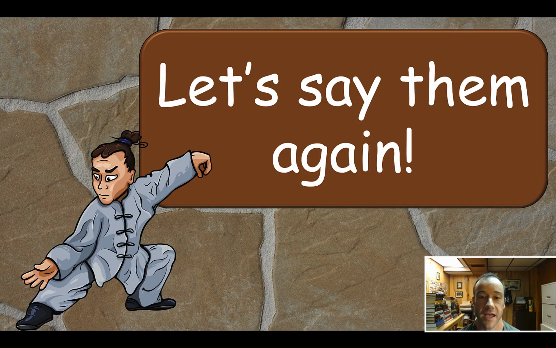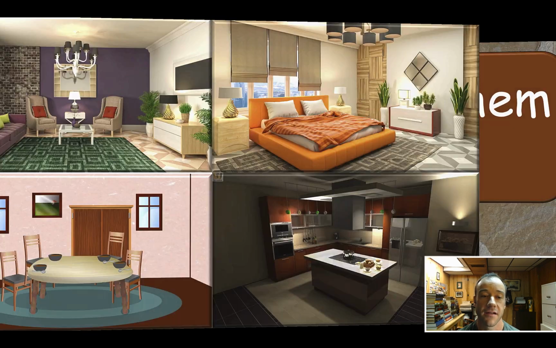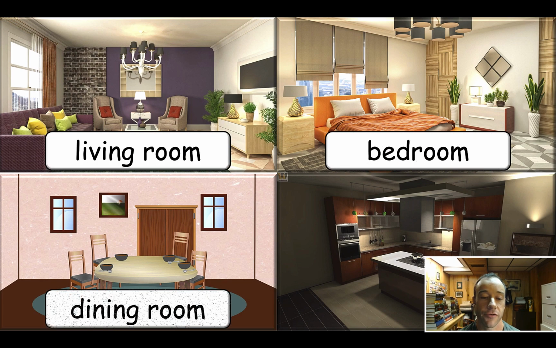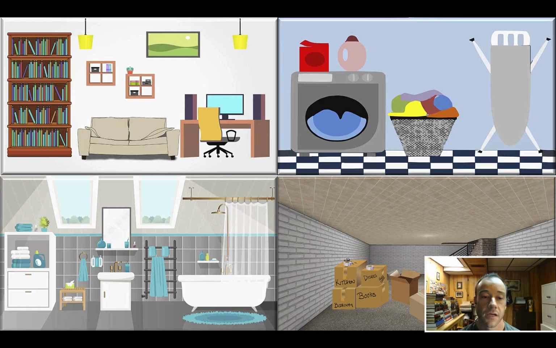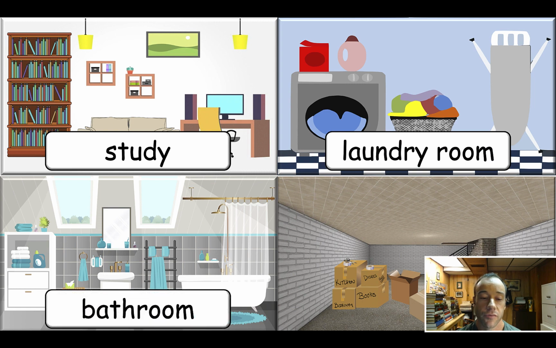Okay, then we'll say them again. Okay, so go through them one more time again. So we have living room, bedroom, dining room, kitchen, study, laundry room, bathroom, basement.